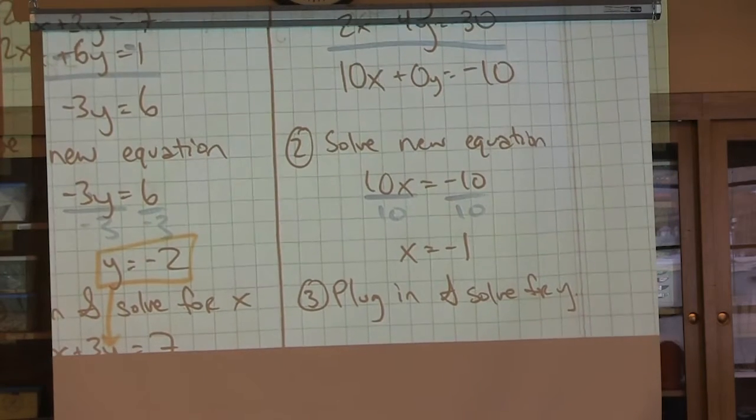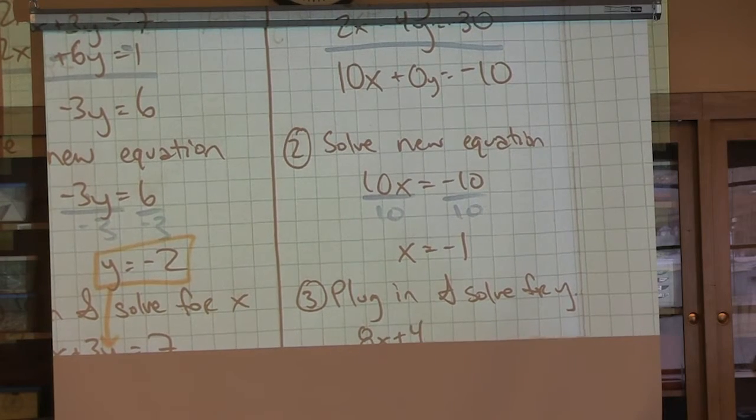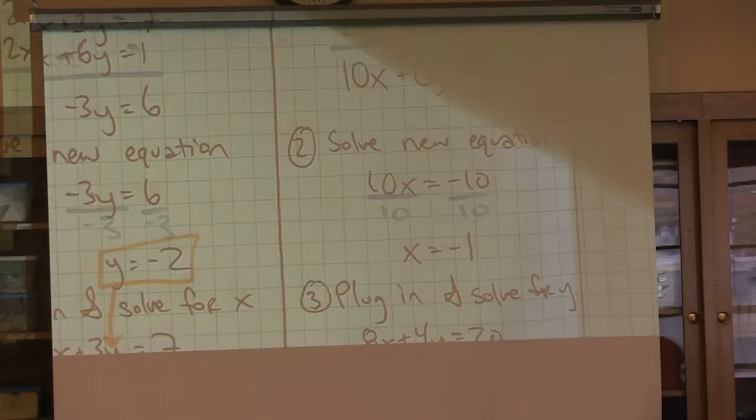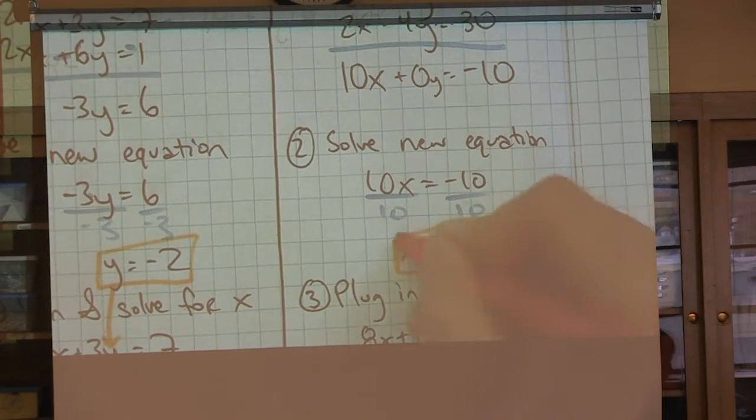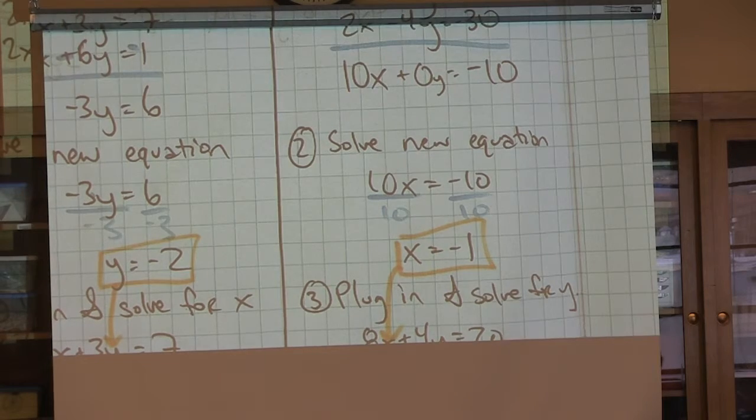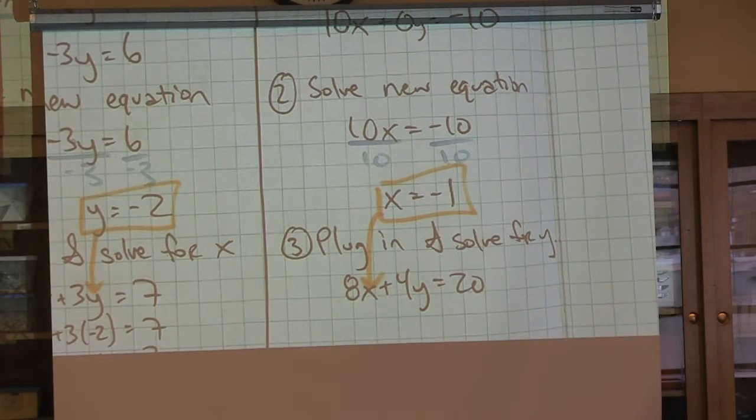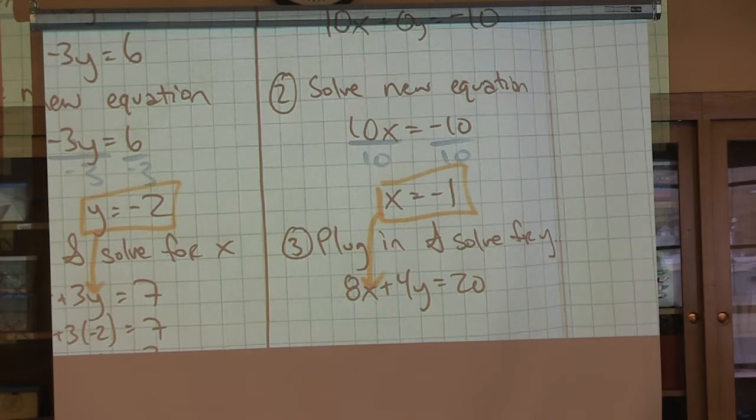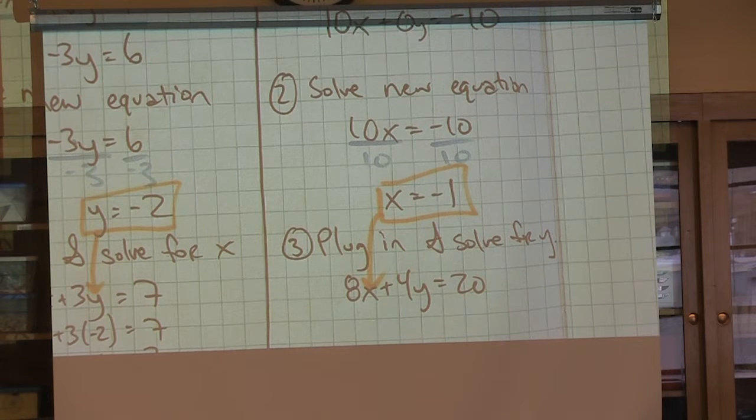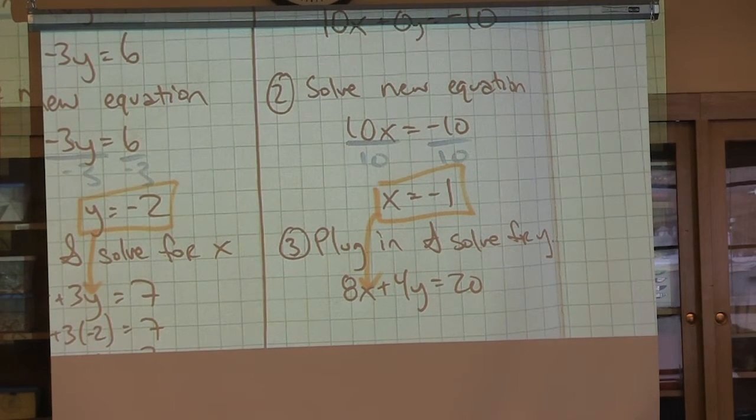Again, I'm just going to go with the top equation. So I just plug it into the first one. 8x plus 4y equals 20. Take that and plug it in, and solve for y. Seven.